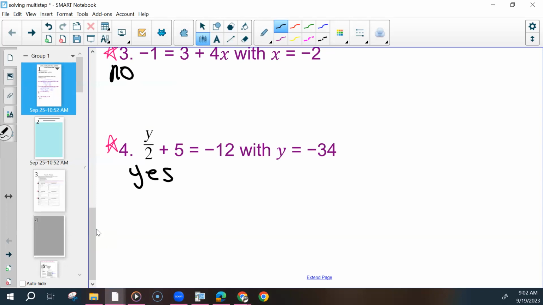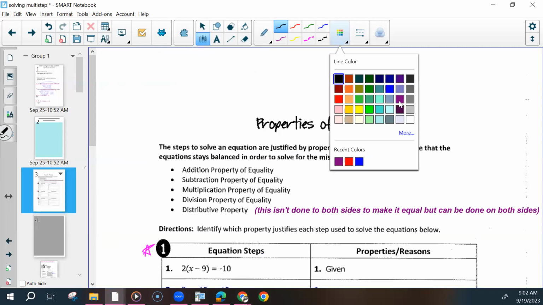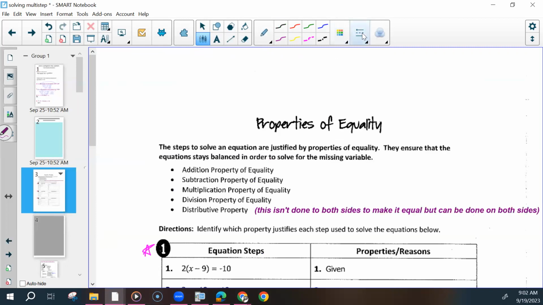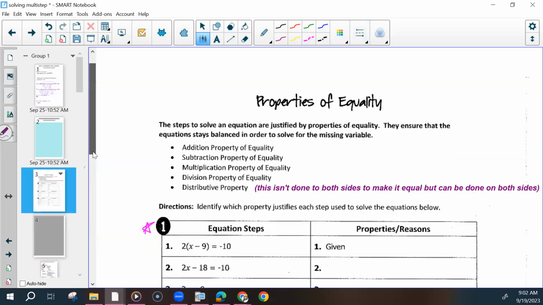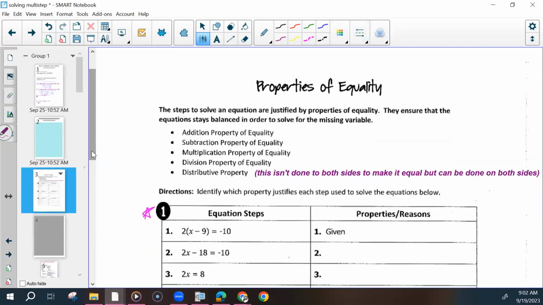Alright, let's move on to the next statement. On this page, these problems are solved for us already. We are trying to figure out what did they do from step to step, using these different properties. So your properties of equality is what you do to one side, you have to do to the other. For addition, subtraction, multiplication, and division, except for distributive, that's really just simplifying to make it more simplified.